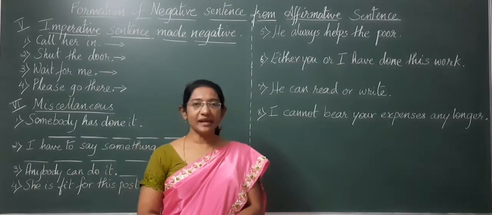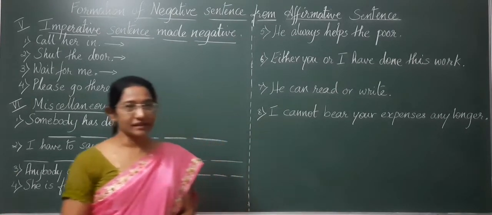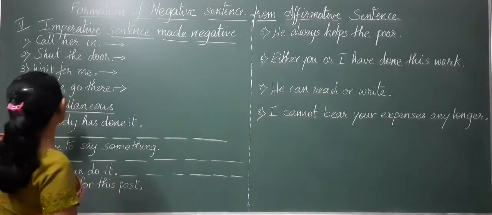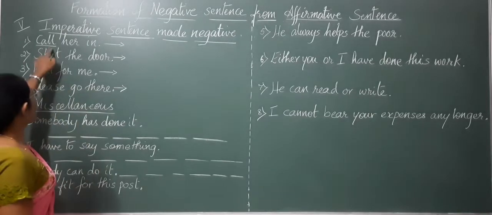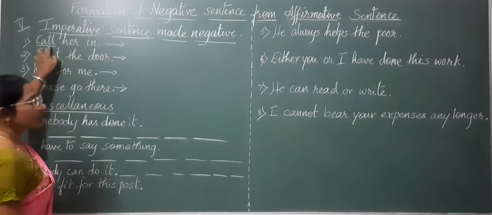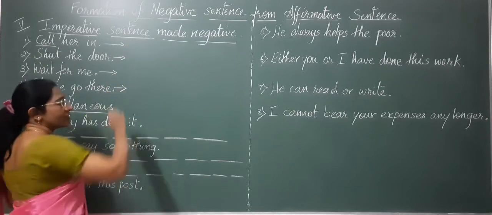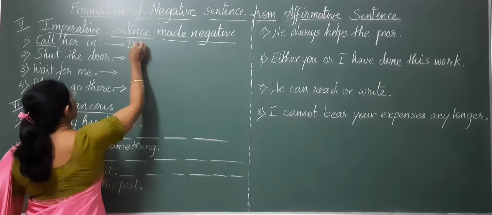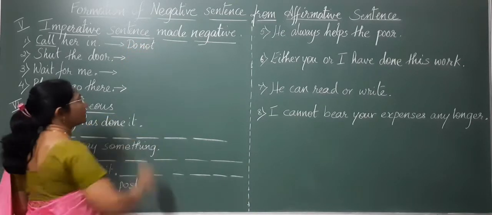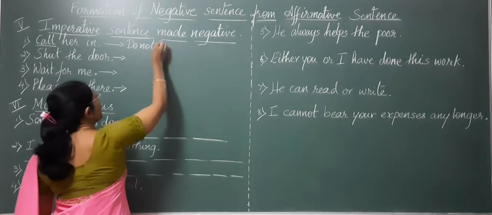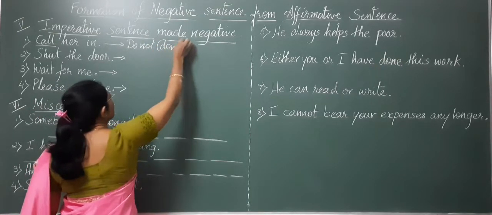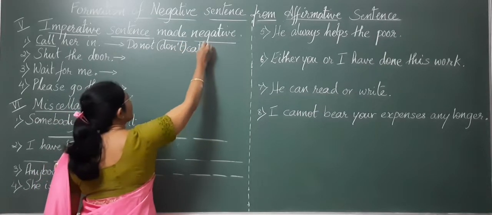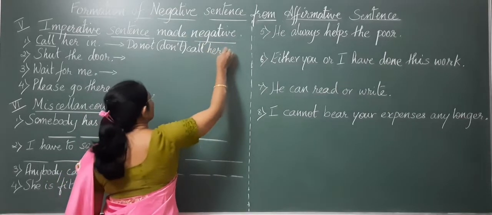The next one is imperative sentence made as negative sentence. We all know imperative sentences begin with a main verb. Call her in. Call is a main verb. So we change it into negative using a do helping verb. Do not can be made short as don't call her in.